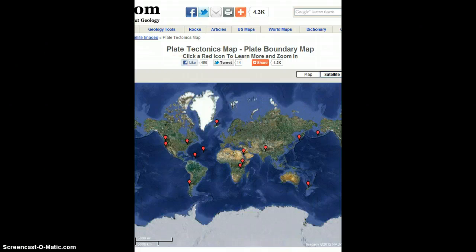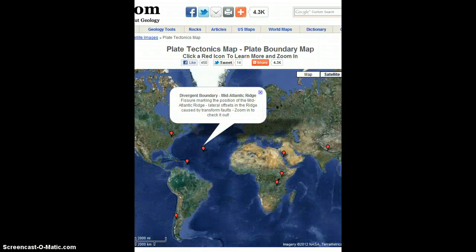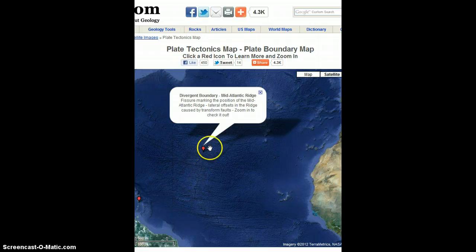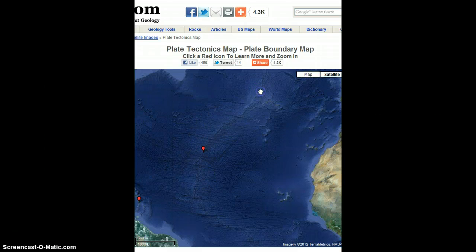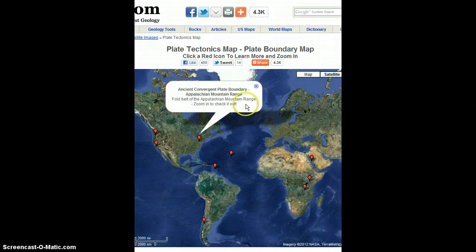Let's hop over to this map on geology.com. This map is really neat. Let's take a look at this divergent boundary, the Mid-Atlantic Ridge. You can zoom in here and see what has happened. You can see the cracks in the continents or in the oceanic plates. And here's a nice Mid-Atlantic Ridge that's going on here. Let's zoom out.